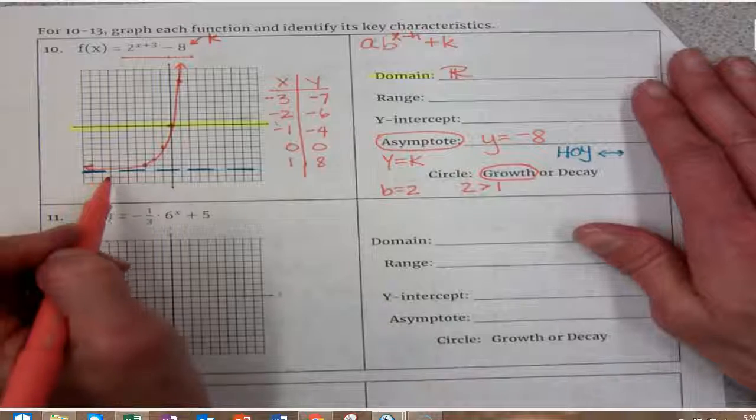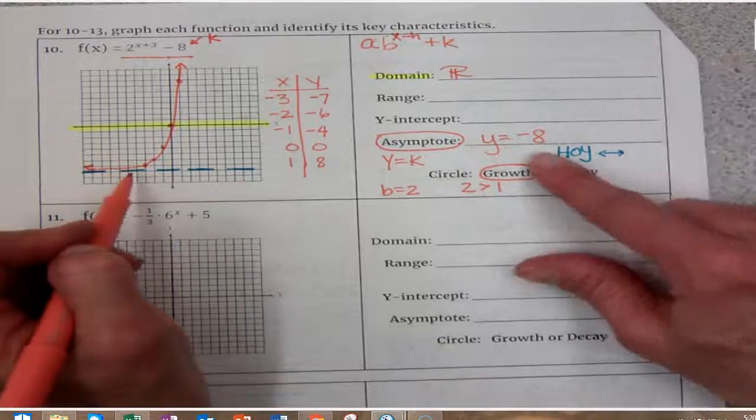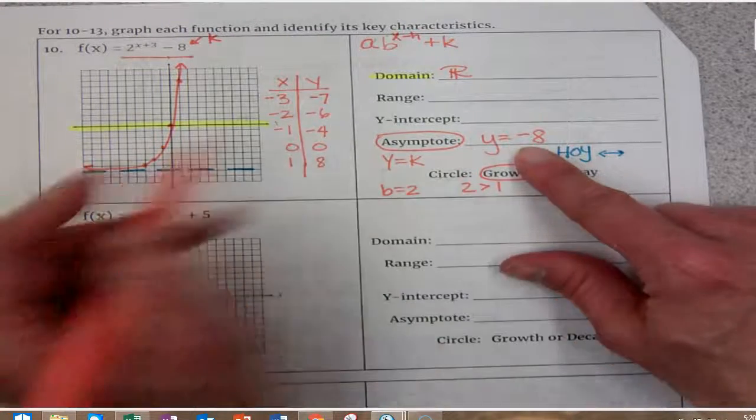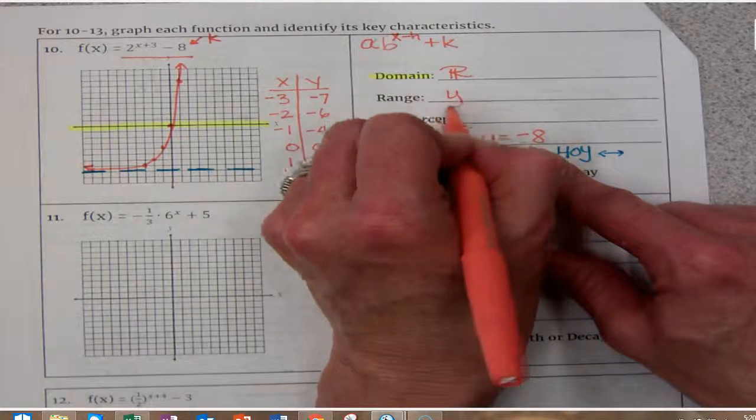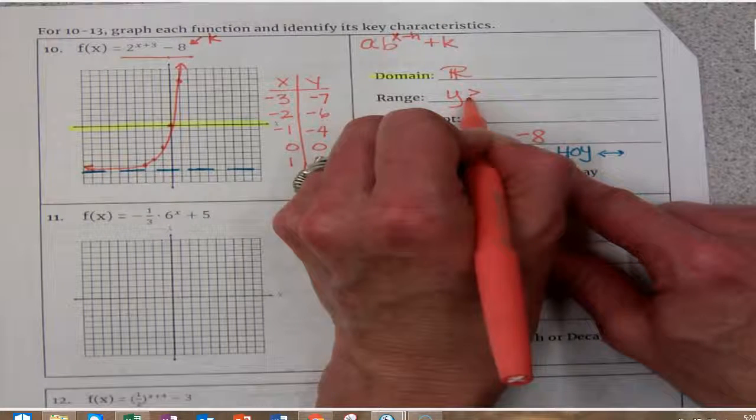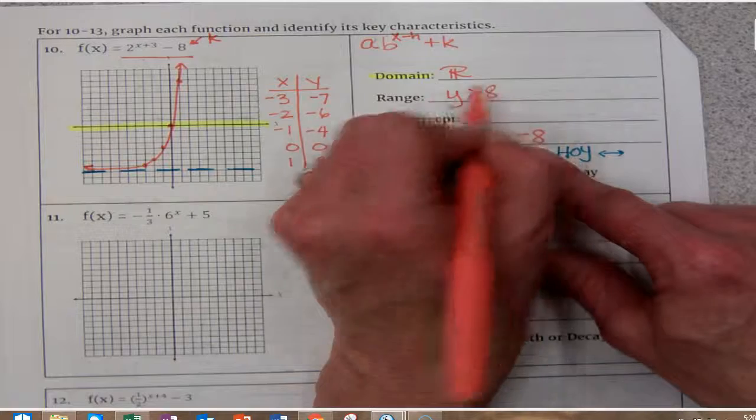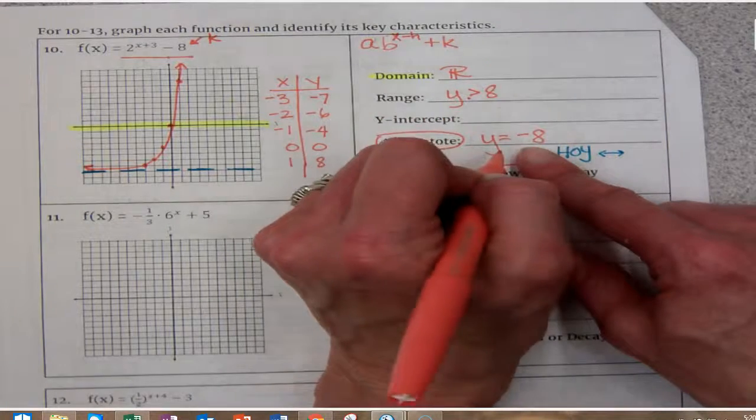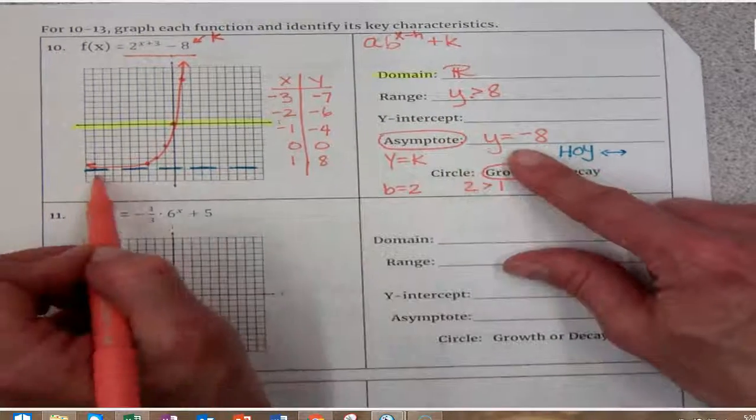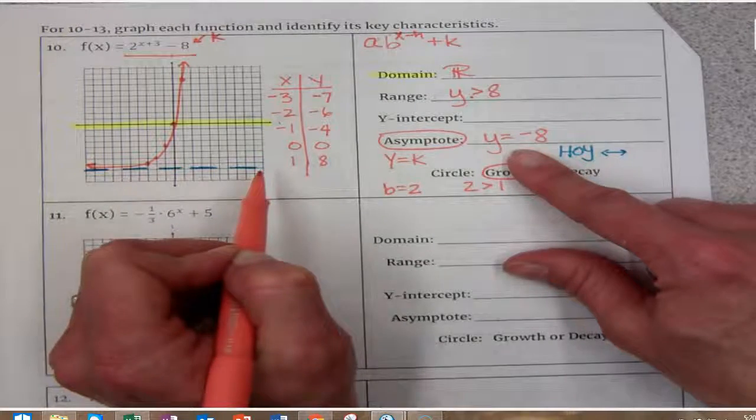My range bottoms out at y. So my range is going to be y is greater than 8. Not greater than or equal to, because it's never going to equal 8. That's what the board is, this is my boundary. It's never going to touch that.